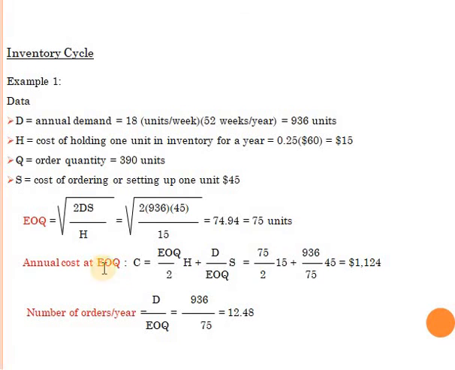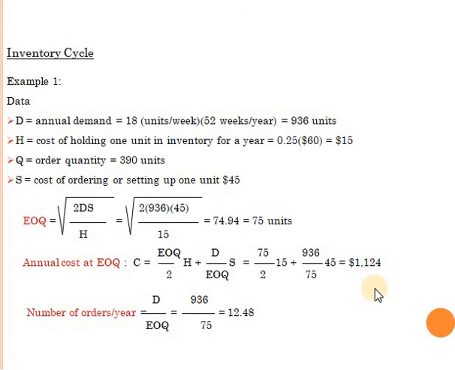Now what will be the annual cost at the economic order quantity? So instead of Q with the total cost, I'm gonna replace it with the EOQ. So C equals EOQ over 2 times H plus D over EOQ times S. So you see that it is 1,124. So you see, when I reduce the quantity to store in my inventory to 75 units, the annual cost was reduced and it became 1,124.